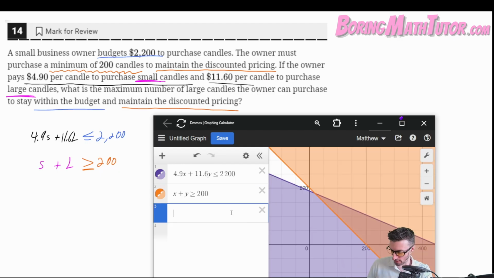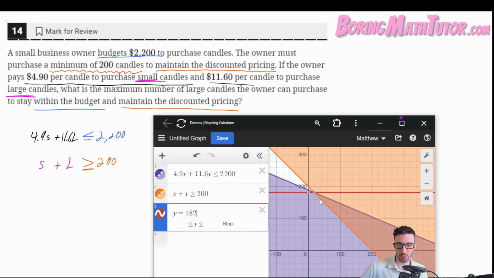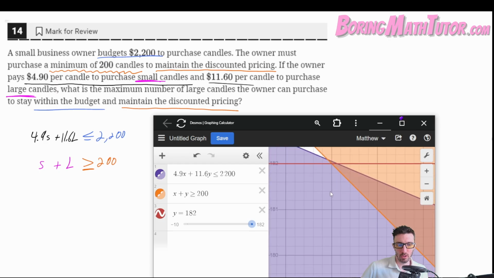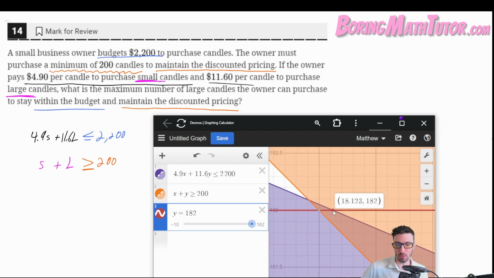Now, if you just want to verify that you actually can do 182, then you can put Y equals 182 and make sure that there's a possibility for X being a whole number within that range. And yeah, it looks like X could be 18. We have to make sure that both of these are whole numbers, right? So it turns out 18 actually is a possibility. So 182 would be the maximum that Y could be. And that's the answer to your problem.